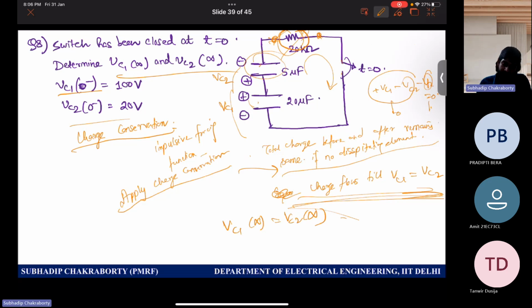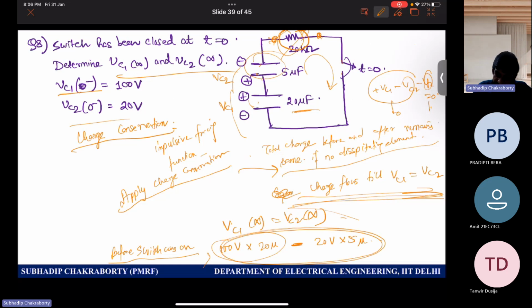So I can write like this, that before the switch was on, what was the charge? Charge was initially 100 volt into C, Q equal to CV, right? C into this one, 20 micro. But this is minus because this is opposite polarity. So 20 volt into 5 micro. This is the net charge, net Q before switch on.